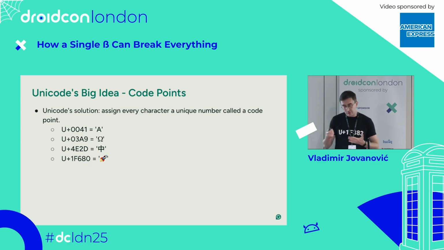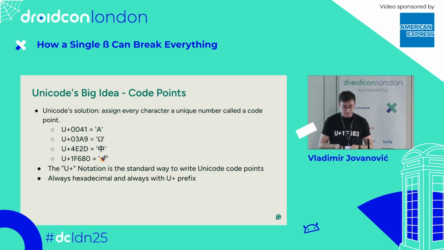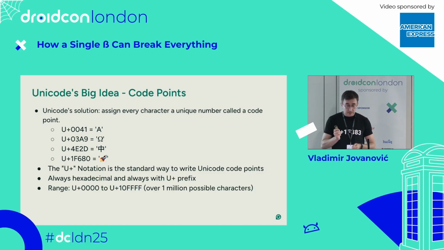The U+ notation is just a standard way to write these code points, always with U+ and always in hexadecimal. The full range goes from 0000 all the way up to 10FFFF, which gives us over 1 million possible characters.